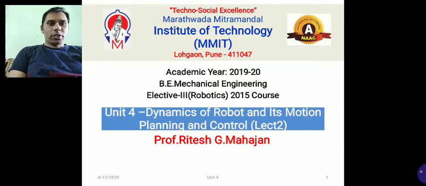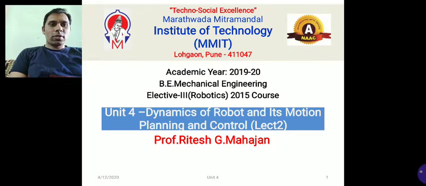So this is my second lecture based on unit number 4. That is, unit number 4 is dynamics of robot and its motion planning and control. In my last lecture, we had discussed the dynamics of robot: the concept of forward dynamics and inverse dynamics of robot, as well as the approach to find out the different types of joint forces of the robot manipulator, that is nothing but the Euler-Lagrange approach and Newton-Euler approach. So in this lecture we are going to focus on motion planning and control of the robot manipulator.